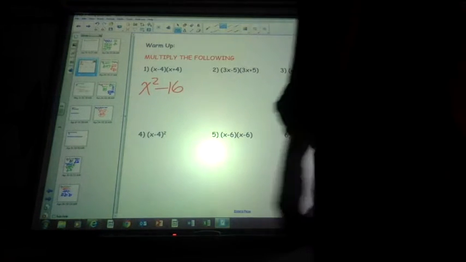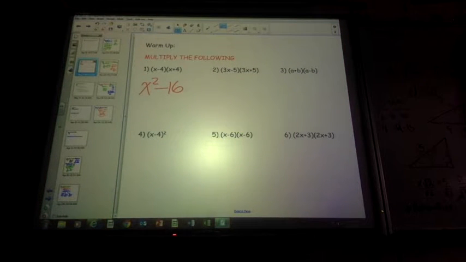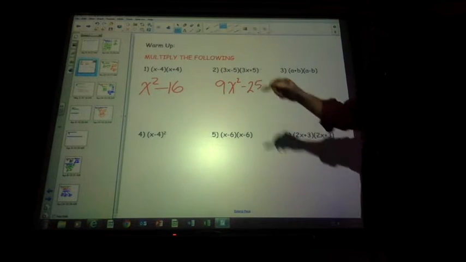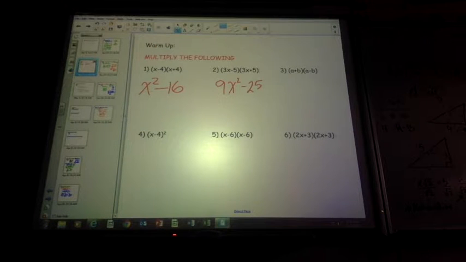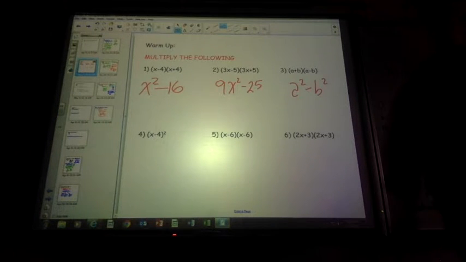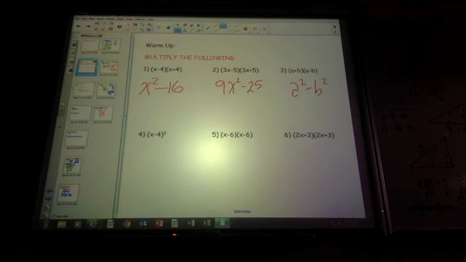All right. So if I were to multiply this out, where did the plus 4x and the minus 4x go out of number 1? They cancel each other out. Okay? So on this one, this is going to be 9x squared minus 25. If I multiplied my inside numbers together, I would have gotten negative 15x and positive 15x, which cancel out as well. Same thing with number 3. This becomes a squared minus b squared, because my middle terms, when I multiply them, I get a times b, which is ab, and negative ab. So positive ab and negative ab are gone.